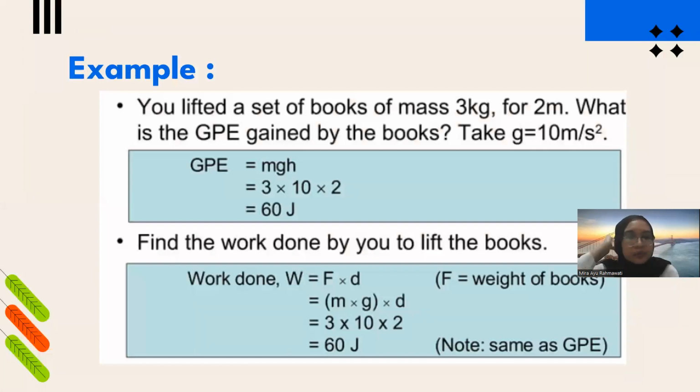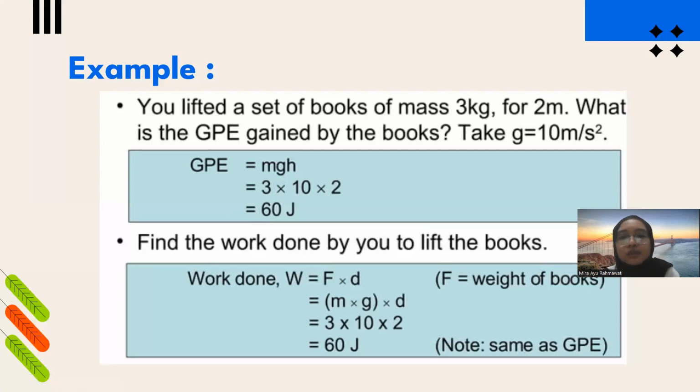Next example, you raise a set of books of mass 3 kilograms to 2 meters. What is the potential energy given by the books? Take g the same as 10 meters per second squared. GPE is the same as mgh. So GPE is the same as 60 joules.